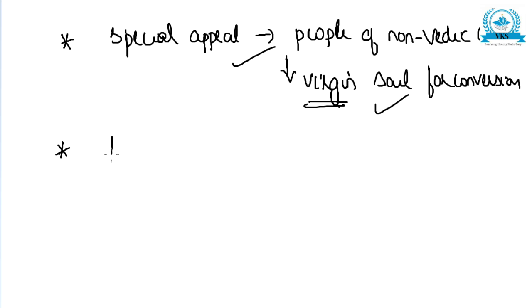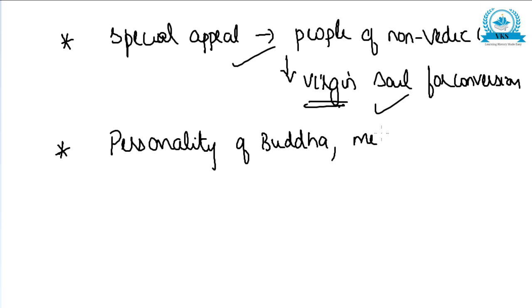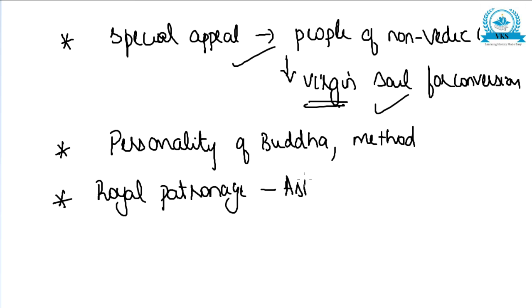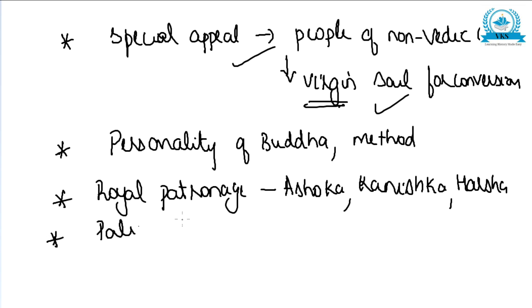The personality of Buddha, as we have already discussed, and the simple methods adopted by him to preach his religion helped the spread of Buddhism. Also the royal patronage given by kings like Ashoka, Kanishka and Harsha helped in the spread of Buddhism. Another reason was the use of Pali, the language of the people.